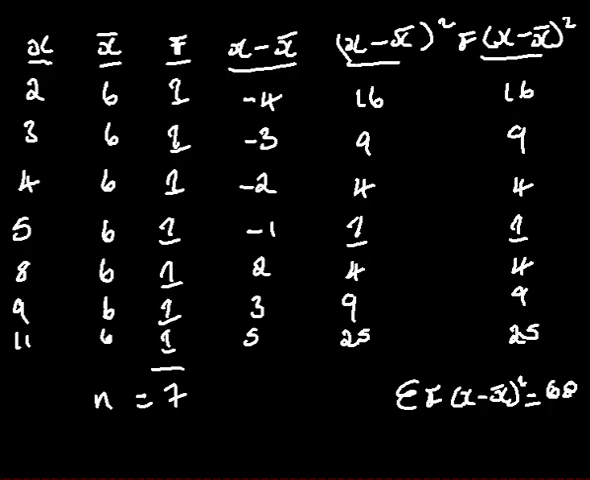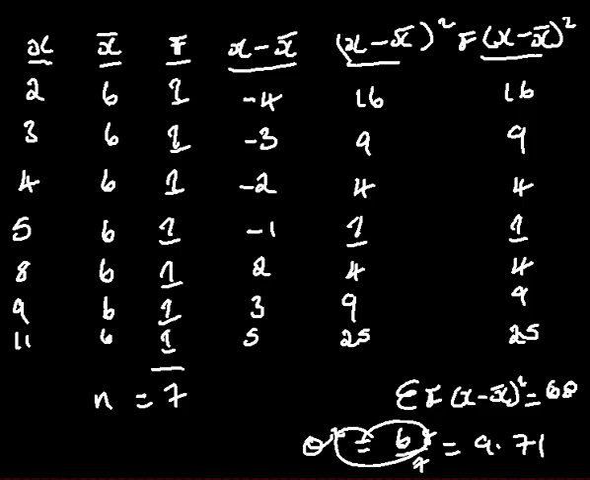So in this case, the variance, which is sigma square, will be given as 68 divided by 7, which is the same as 9.71, to one decimal place. And how about the standard deviation, or the square root of this? So keep that in mind.